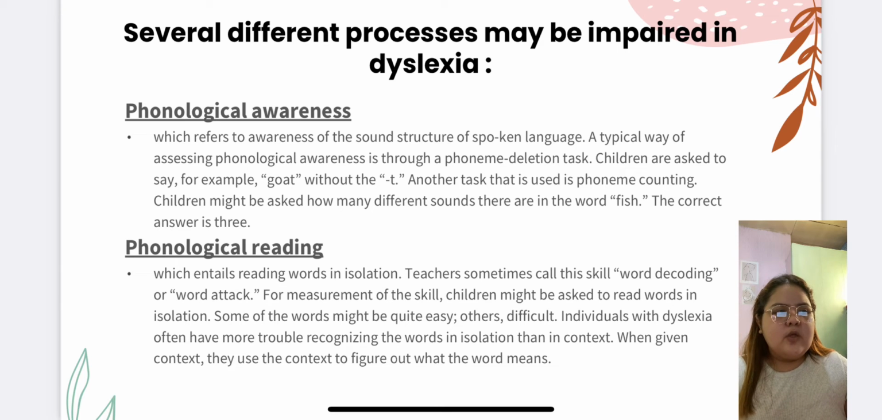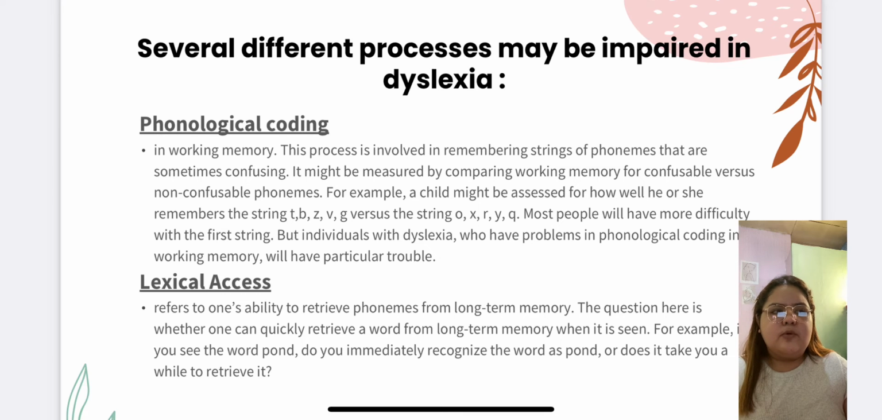So next, we have phonological coding. In working memory, this process is involved in remembering strings of phonemes that are sometimes confusing. It might be measured by comparing working memory for confusable versus non-confusable phonemes. For example, a child must be assessed for how well he or she remembers the string T, B, Z, V, G versus the string O, X, R, Y, Q. Most people will have more difficulty with the first string, but individuals with dyslexia who have problems in phonological coding in working memory will have it particularly.